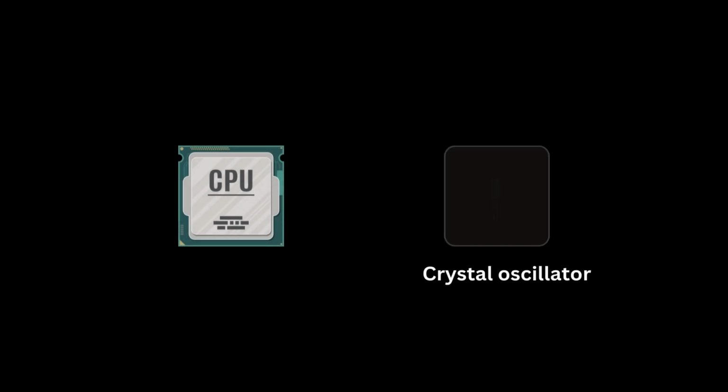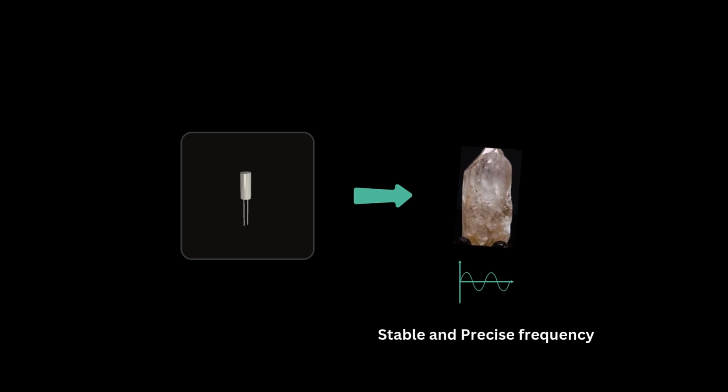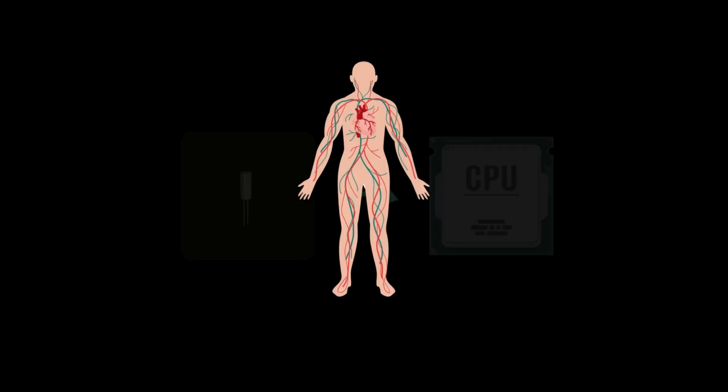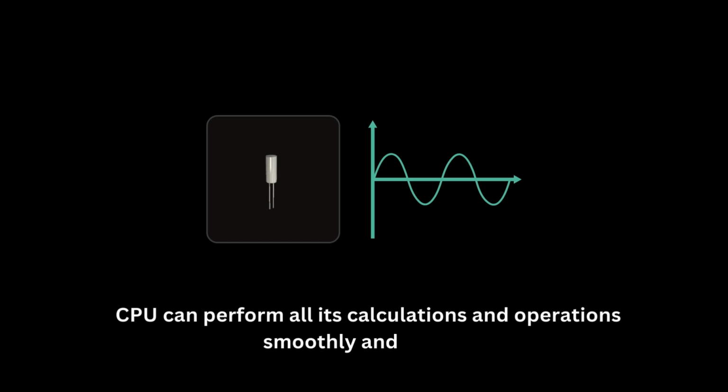Every CPU has something called a crystal oscillator. This is a tiny electronic part that uses the vibrations of a quartz crystal to create a stable, precise frequency. You can think of this crystal oscillator as the heartbeat of the CPU. It keeps the CPU running in sync, just like a heartbeat keeps our bodies in rhythm. Thanks to this steady pulse, the CPU can perform all its calculations and operations smoothly and on time. In short, the crystal oscillator's clock signal sets the tempo for everything the CPU does, helping it work consistently.